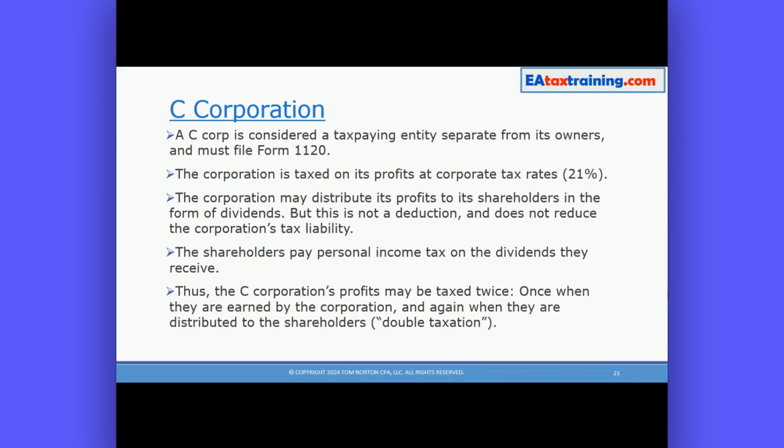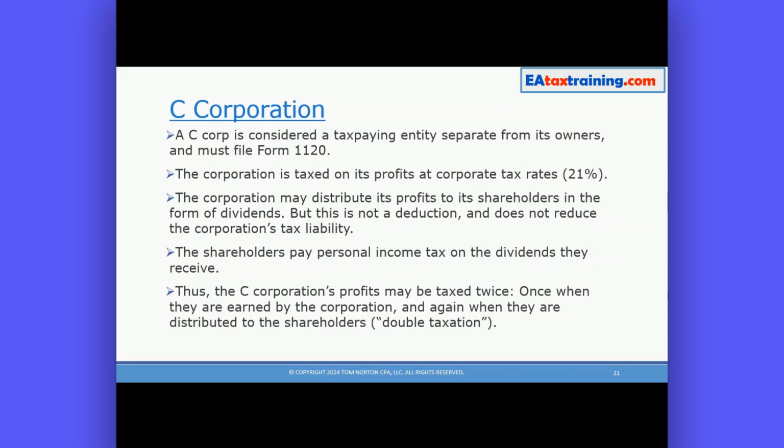So remember, a C corporation is a separate taxable entity, separate from its owners. So it is taxed separately from its owners, and it is taxed at corporate tax rates of 21%. Now, the corporation may, if it wants to, distribute its profits to its shareholders in the form of dividends.